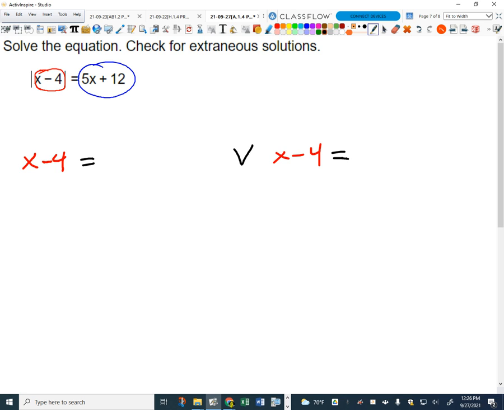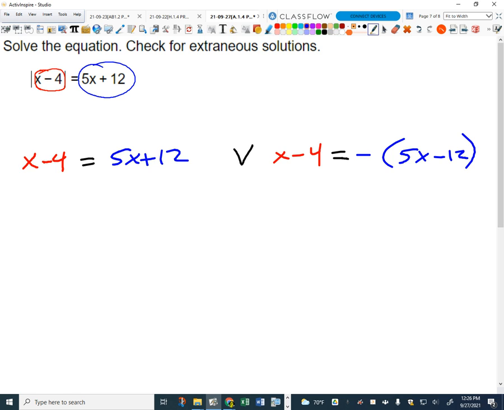Okay, so it's either equal to the positive, what's outside. So either it equals 5x plus 12, or it equals negative what's outside. So I've got to put it all in parentheses then. It's equal to negative the quantity 5x minus 12. And now I just solve them both and see what I get.